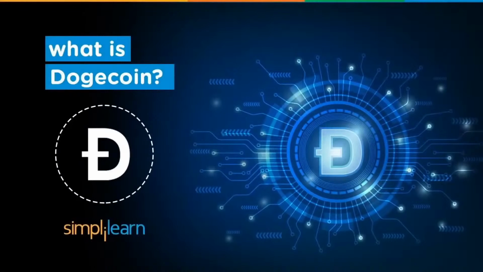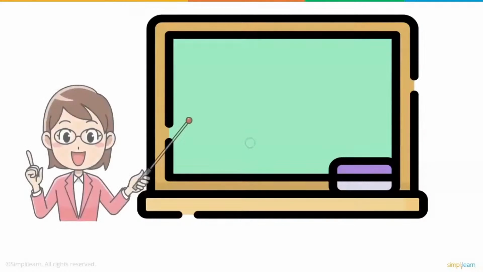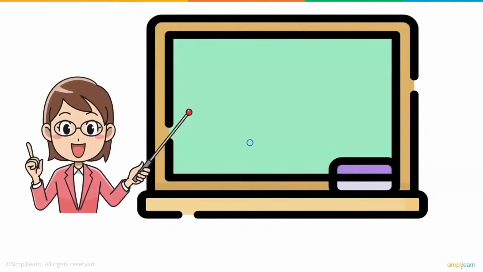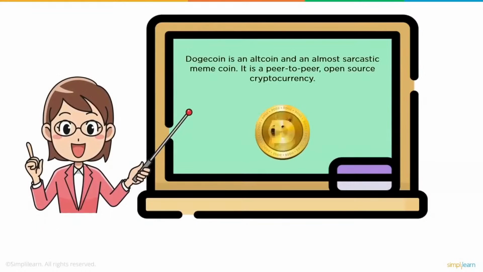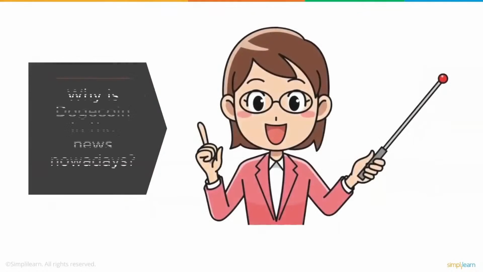Recently, we all have been hearing about a cryptocurrency famously known as Dogecoin. But what exactly makes it so different from others that almost every person is talking about it? So let me tell you that Dogecoin is an altcoin and an almost sarcastic meme coin that serves as a peer-to-peer open source cryptocurrency. Well, that's not enough. So let's dive down and understand the concept of Dogecoin more precisely. But before starting, let's have a look at why it is in the news.